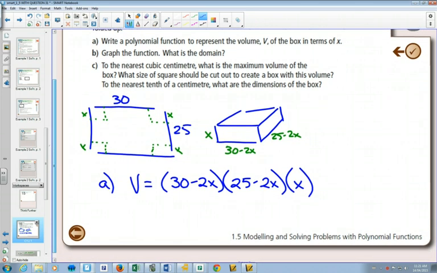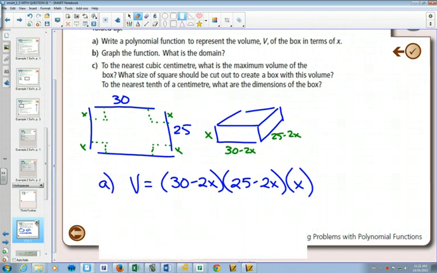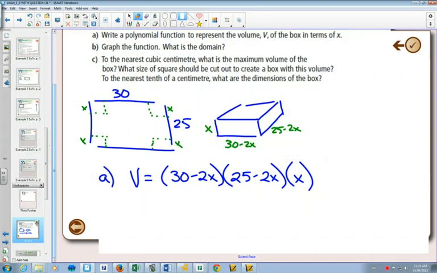For part B, we need to be able to know how to graph this, or at least draw a sketch of this without our calculator, so that when we go to use our calculator in part C, we know what to look for. So now, when you're graphing this, it's already factored. So the nice thing about these volume questions is when you write it out, it's already factored. So if you wanted to find the x-intercepts, that's when the volume would be equal to 0.